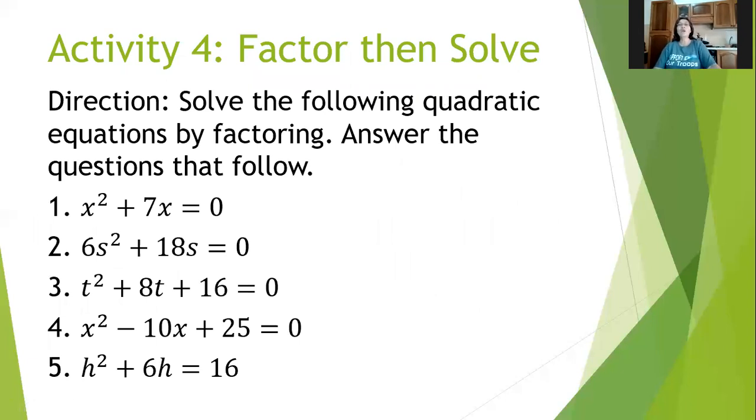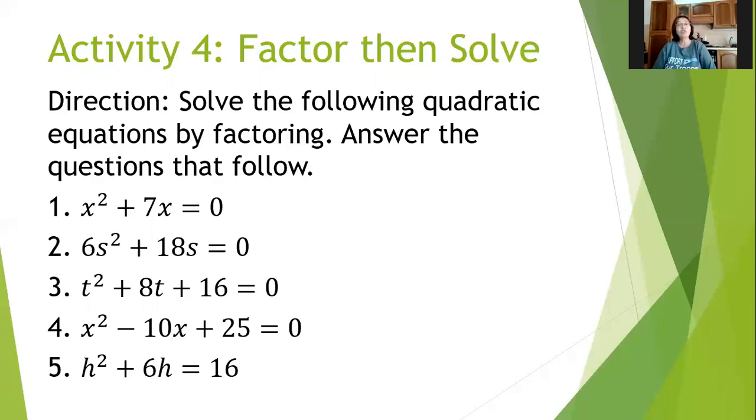Activity 4, factor then solve. Direction: solve the following quadratic equations by factoring and answer the question that follows. Number 1, x squared plus 7x is equal to 0. You have to find the common monomial factor and then solve for x. Number 2, 6x squared plus 18x is equal to 0. We have to find first the common monomial factor, then solve for x.